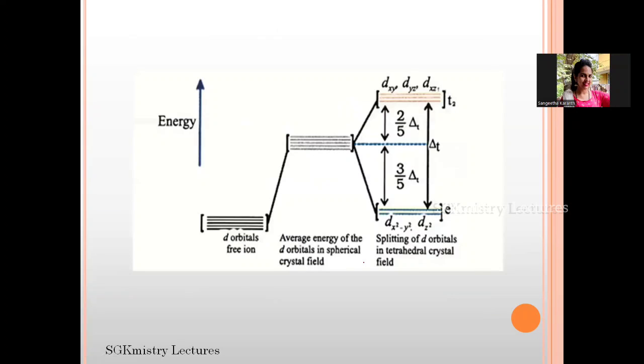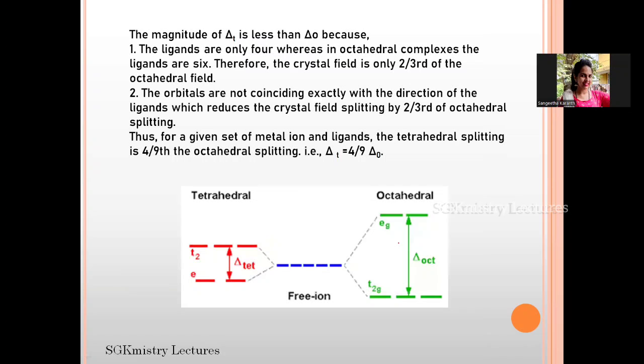Now let us talk about what happens during the splitting. Of course, T2 will have higher energy when compared to the E orbitals. So dx square minus y square and dz square will have lower energy here, whereas dxy, dyz, and dzx will have higher energy. T2 will be of higher energy, and the E set of orbitals will have lower energy. Now, when comparing the tetrahedral and octahedral complexes, for the splitting delta value, for tetrahedral we write delta T. For octahedral, we talk about delta O, which we have already discussed in much detail.